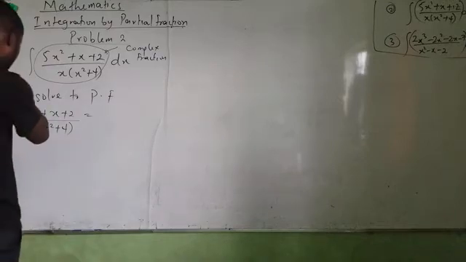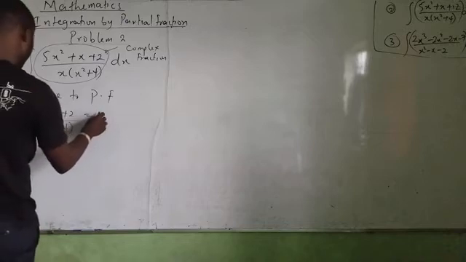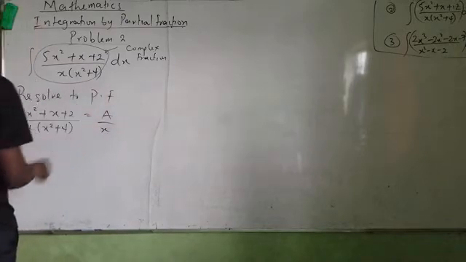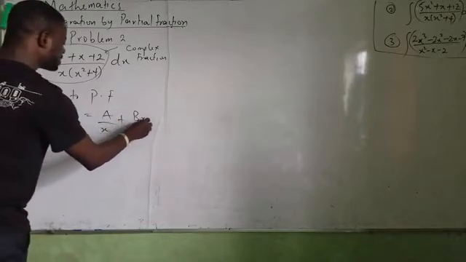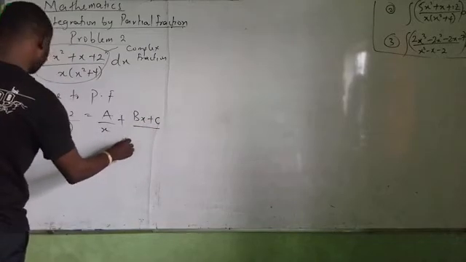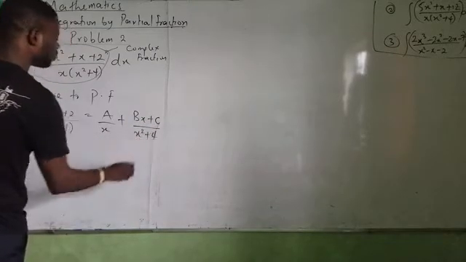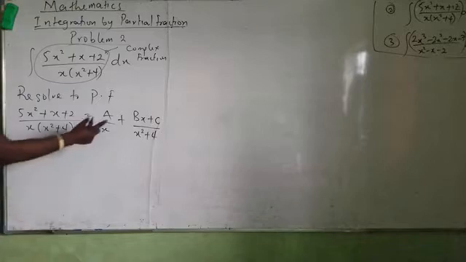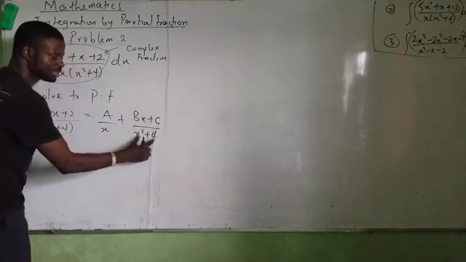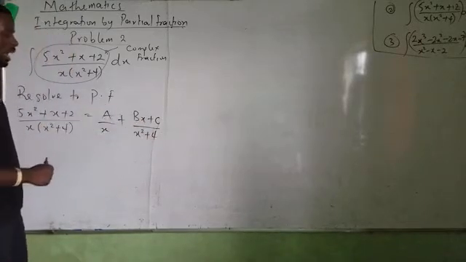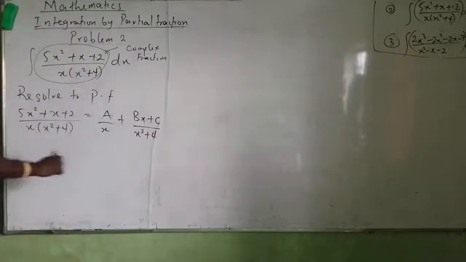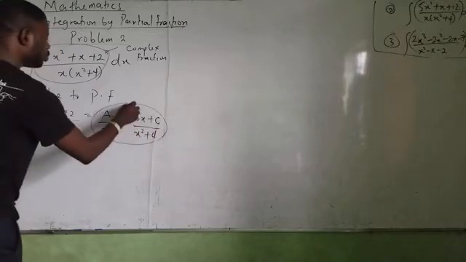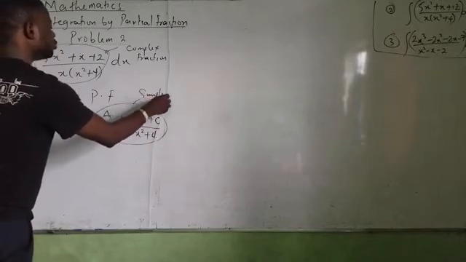Now, it means I will be having A all over x, plus, see what I'm doing here, since this is a quadratic, it might be Bx plus C all over x squared plus 4. What is strange here is that the first is linear and this is quadratic. When you put it linear, there will be a gap, and there will be a big problem. At this point, this is called a simple fraction.